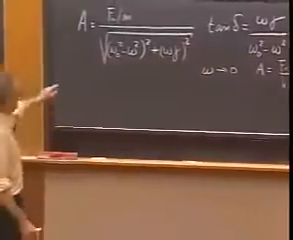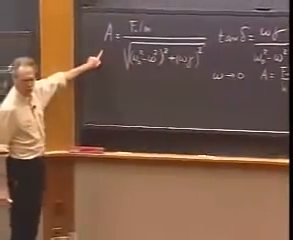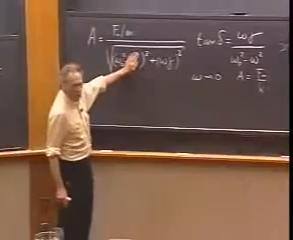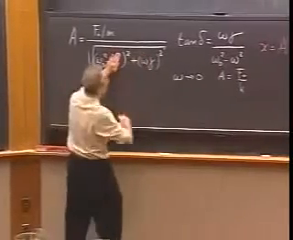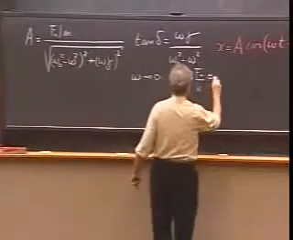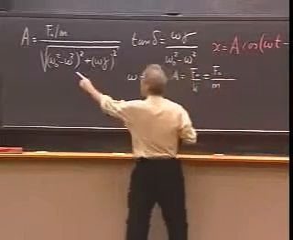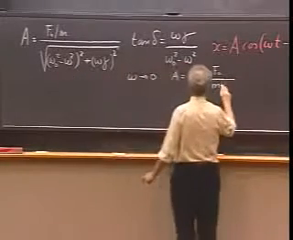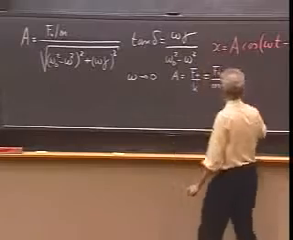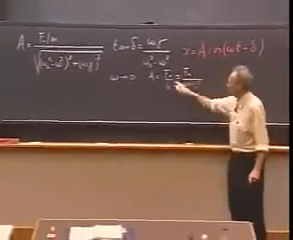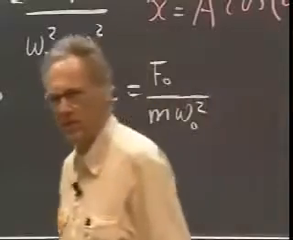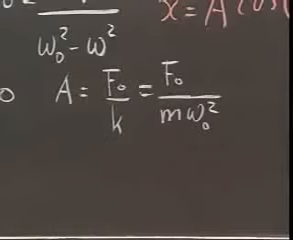Now let's look at this equation. Let's see whether that is true. We make omega 0. So this equation tells us that it is F0 divided by m, and then downstairs we have omega 0 squared. But omega 0 squared is K over m. And you see indeed that that's exactly what you get.